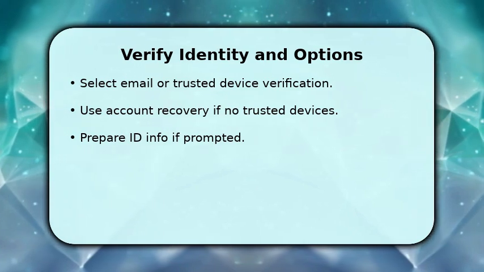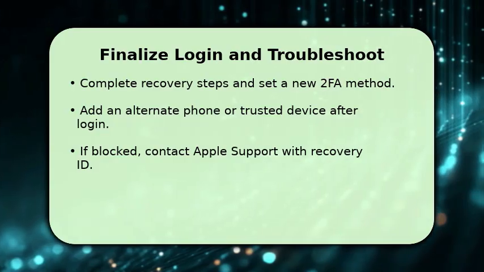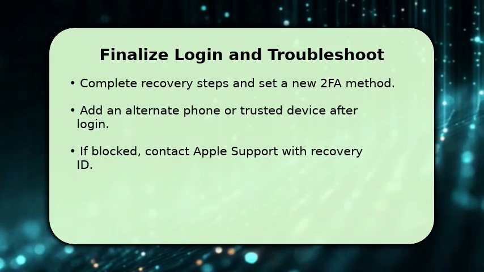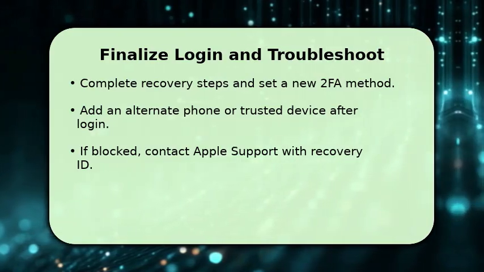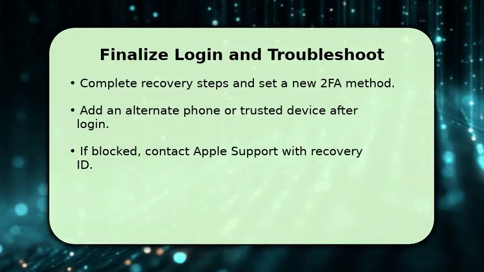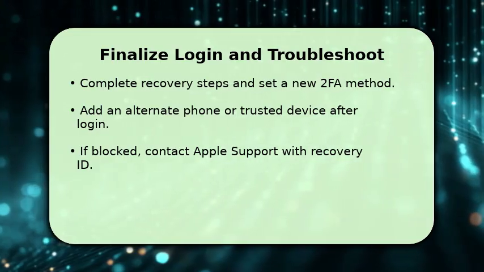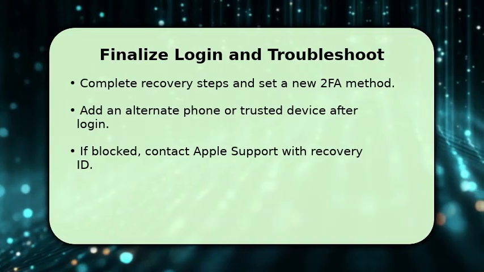Finish by following the final verification links or codes that Apple sends to your recovery email or trusted device. Enter any codes exactly and set a new, accessible two-factor method such as another trusted phone or device. Once you're back in, add an alternate phone number and enable a secondary trusted device so this doesn't recur.